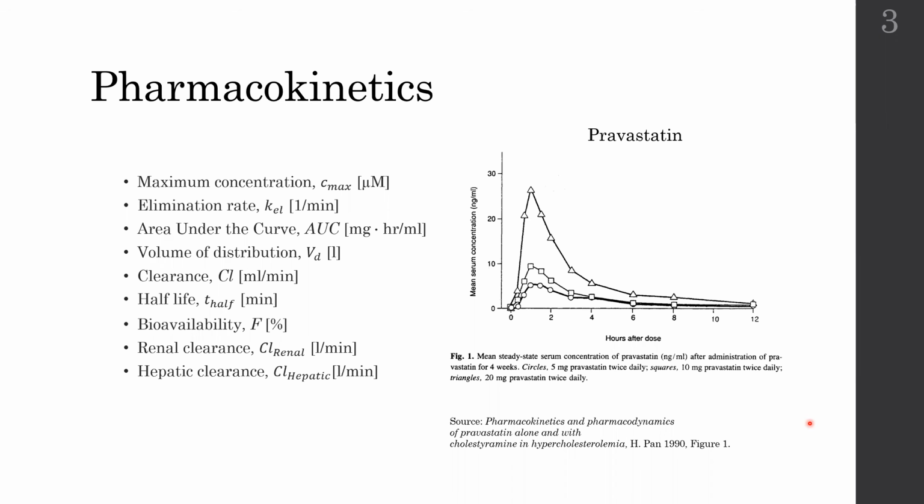For pravastatin, that would be the absorption through the intestine and subsequently into the liver, the low metabolization in the liver, followed by the excretion into either the bile duct or into the urine via the kidneys. More on that in the following slides. Based on these time courses, of which we see an example here on the right, we can calculate pharmacokinetic parameters, which are enlisted here on the left. Then these parameters are used to evaluate liver function. These parameters are, for example, maximum concentration or elimination rate or area under the curve, and so on.